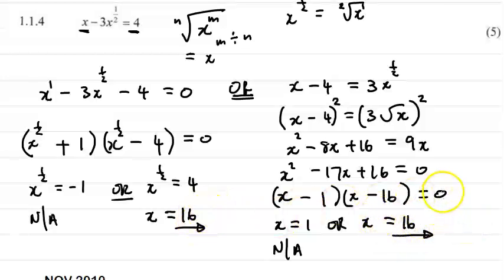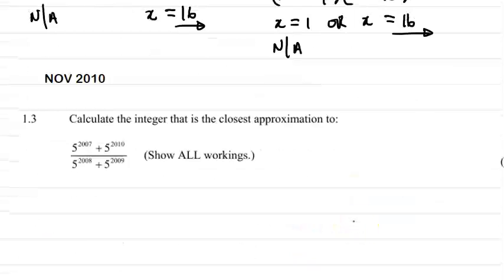So you can see one of two ways you could have solved this particular question. It's important to reject the answer here that is not applicable. Okay, let's look at one more question.